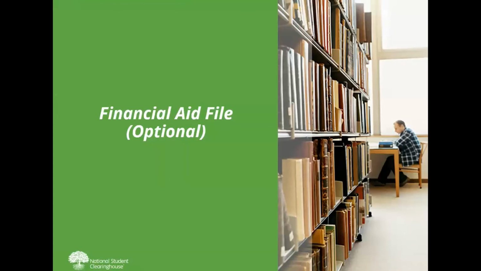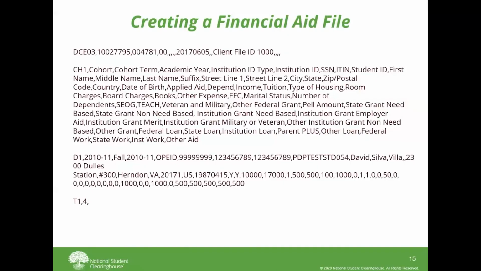Now we will cover the financial aid file. The header record type for the financial aid file must be DCE03. The column header record contains the column labels. The column headings must match the values in the detail records. Please refer to page 26 of our data submission guide for the accepted column header labels. The detail record contains the individual student records. The trailer record must begin with T1, same as the course and cohort files, indicating the end of the data file.